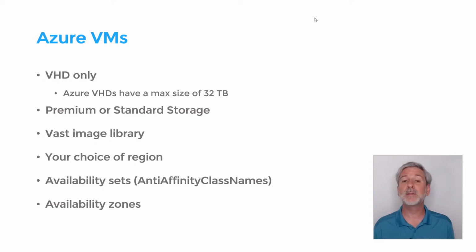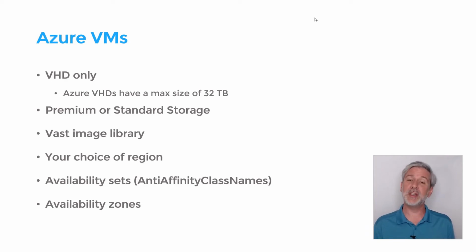Okay, those Azure VMs, it should be noted, could only use VHD files, not VHDX. But those VHD files have a maximum size of 32 terabytes in Azure. In Hyper-V, VHD files are limited to 2 terabytes.